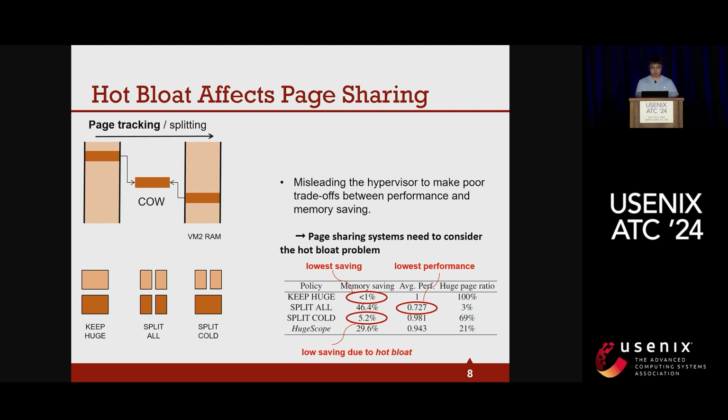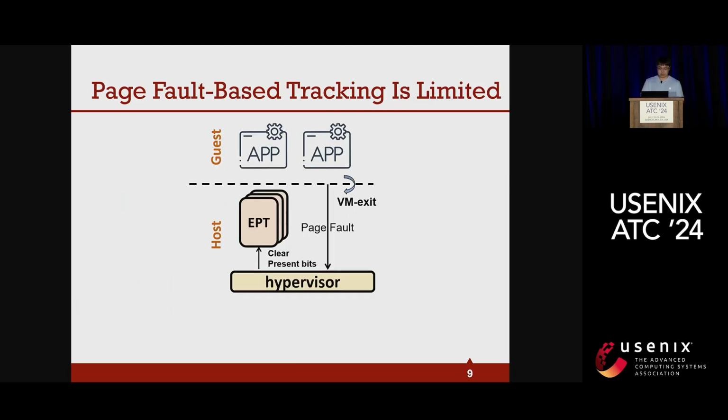However, hot bloat makes it hard for the hypervisor to find the cold huge pages, thus degenerating the split cold policy into the keep huge policy, which means it also gets low memory savings. The previous work cannot solve the hot bloat problem under virtualization well.